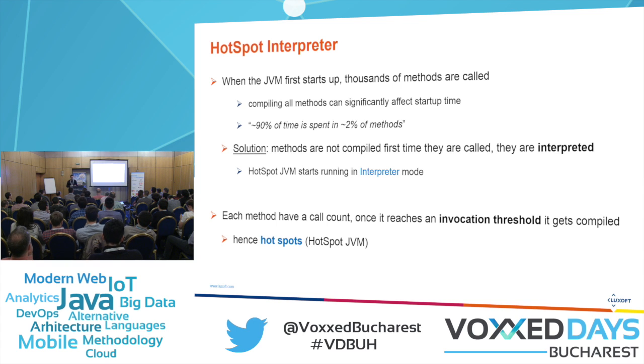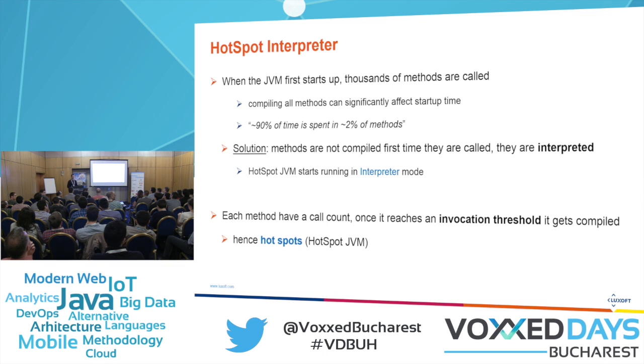The process of compilation is mainly triggered by an invocation threshold. Every time a method is invoked, the invocation threshold is increased, and once it reaches a specific size, the method is compiled. That method becomes a hotspot method. That's why the name is called HotSpot JVM.